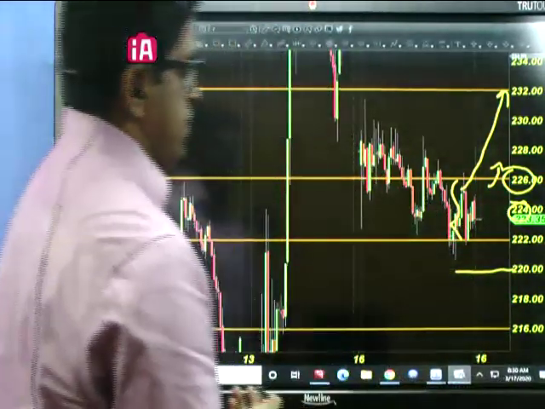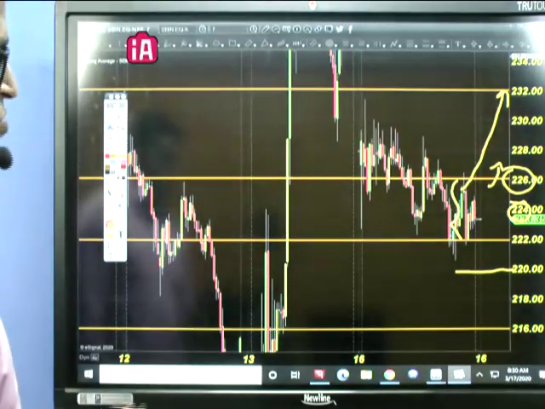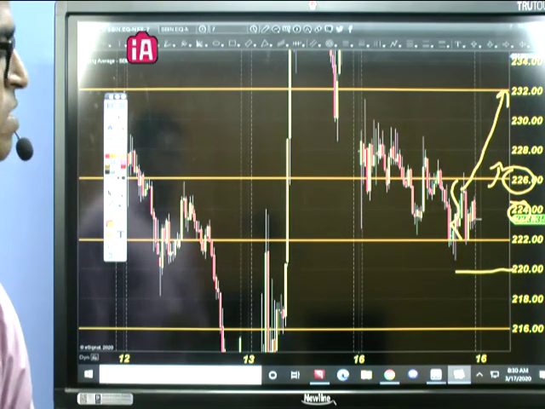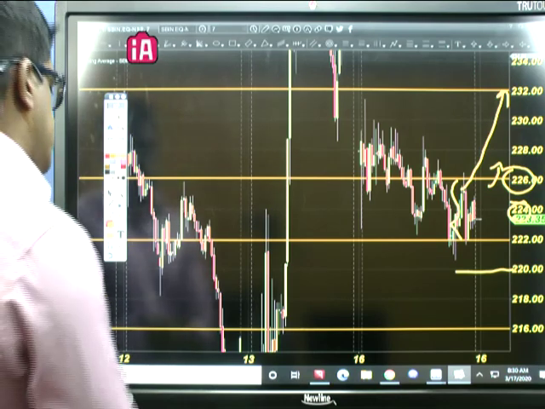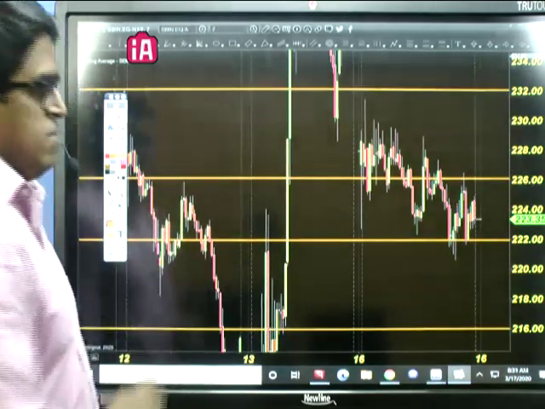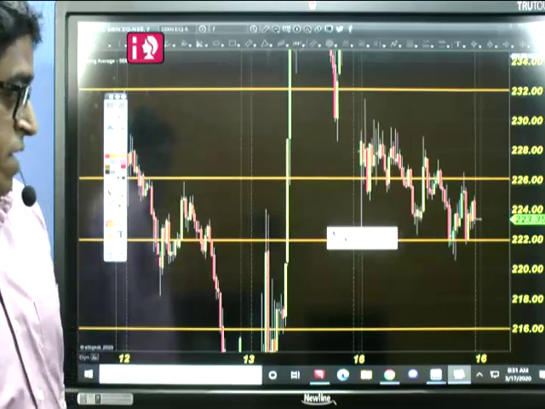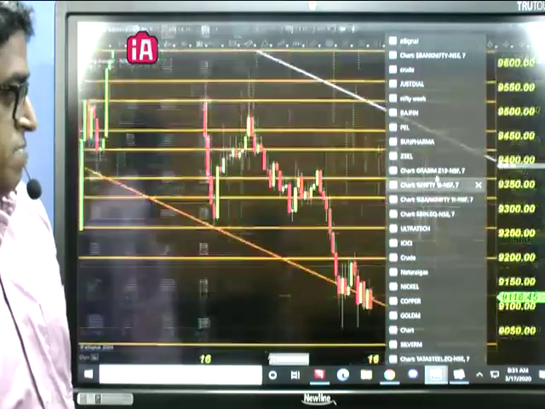So SBI, I feel that it's a good stock and it's a very good price. You can go for buying, you can take a positional or long-term delivery at this price. Surely it's a very, very good price for SBI. So for SBI, we want to stay on the buying side. One stock we have for buying, that is SBI.